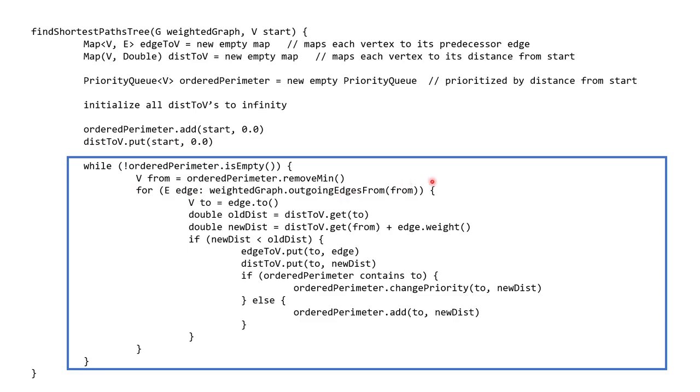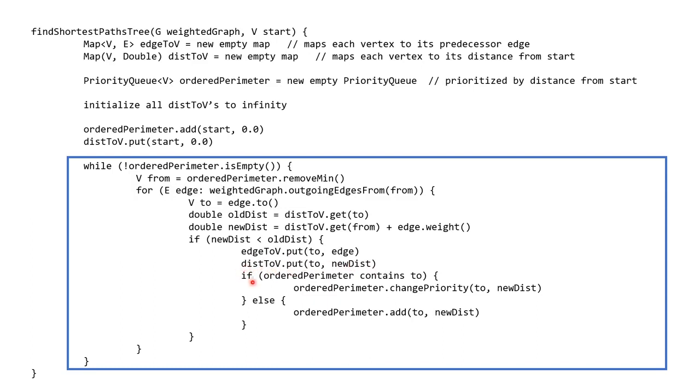So then for every edge going out from that node, we look at the node that that edge is going to, and we first check what the currently stored distance is. For the first time, it'll be infinity. And then we calculate what the new distance would be by adding up the distance to the node we're at plus the weight of the edge going to the node at the end of the edge. And then if this new distance is less than this old distance, we're going to update our maps and put the node with the edge for the predecessor map and put the node with the new distance for the distance to V map.